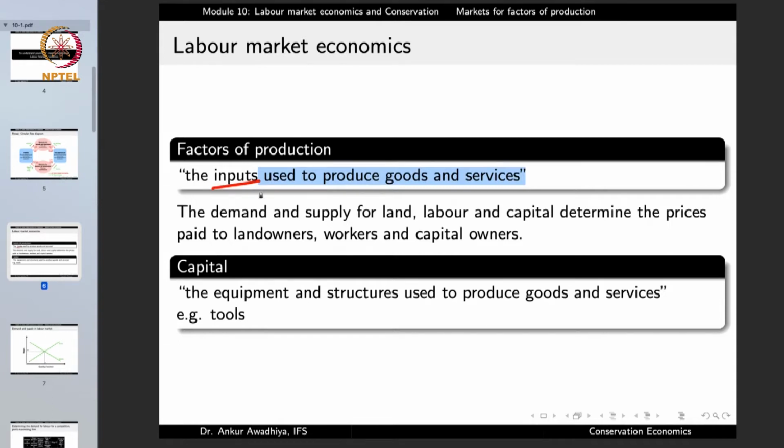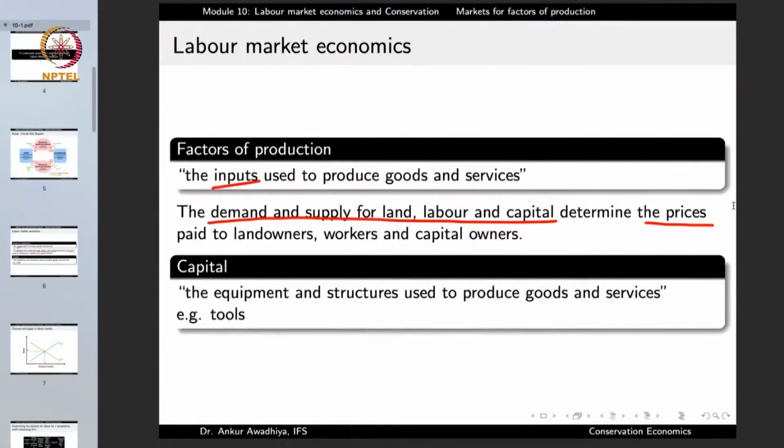And when we talk about this market, we are talking about the demand and supply for land, labor, and capital that will determine the prices that are paid to the landowners, workers, and the capital owners. So, what we are saying here is that just like in the market for goods and services, here as well we have a demand and we have a supply. And this demand and supply will determine at its equilibrium what is the equilibrium price and what is the equilibrium quantity. And we are interested in knowing the equilibrium price and the equilibrium quantity.